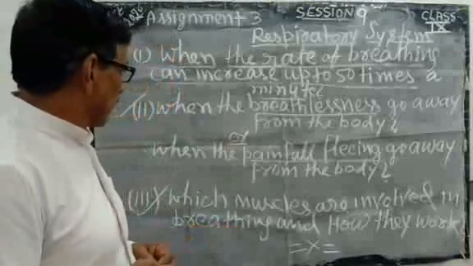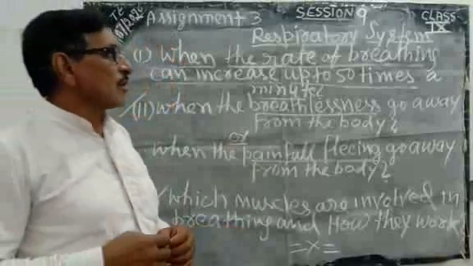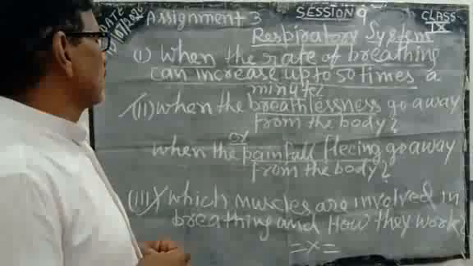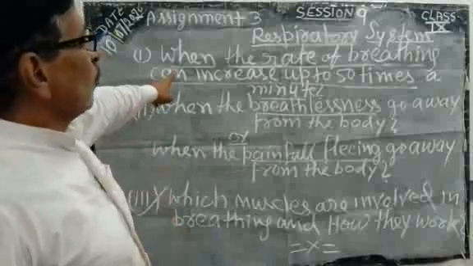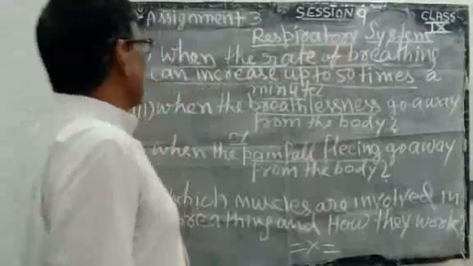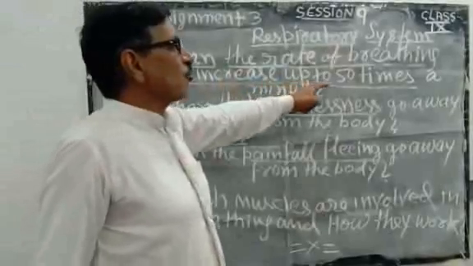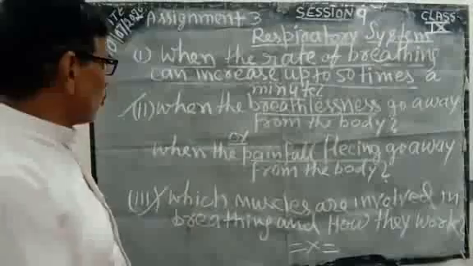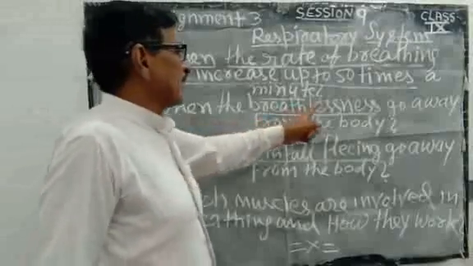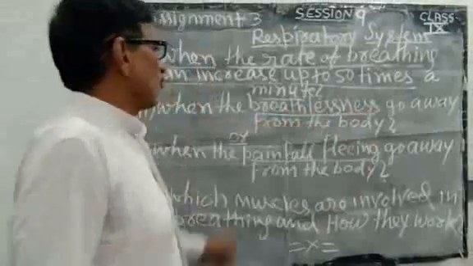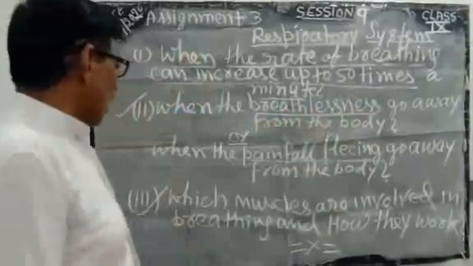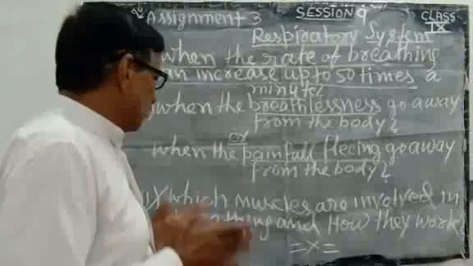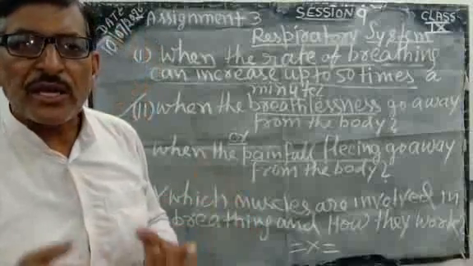And now, are you clear? Okay. Now homework. When can the rate of breathing increase up to 50 times a minute? Second question, when does the breathlessness go away from the body? And third question, which muscles are involved in breathing and how do they work?